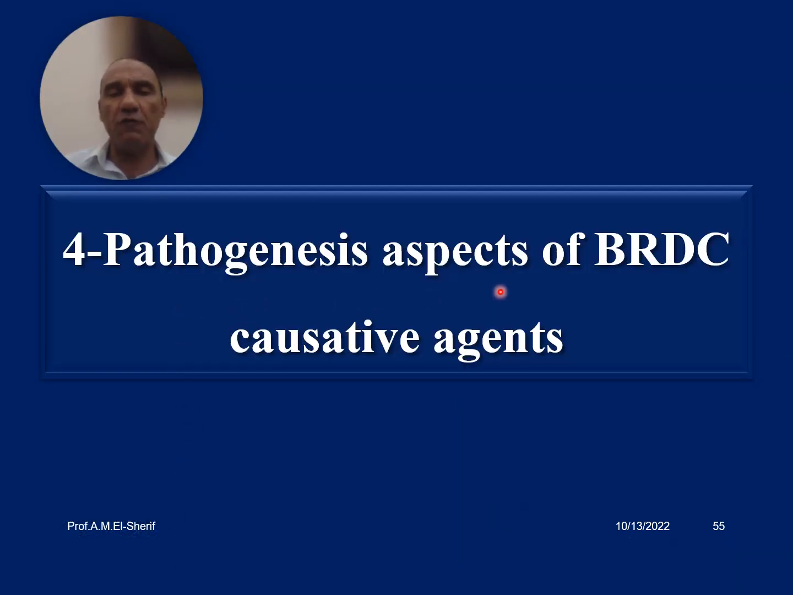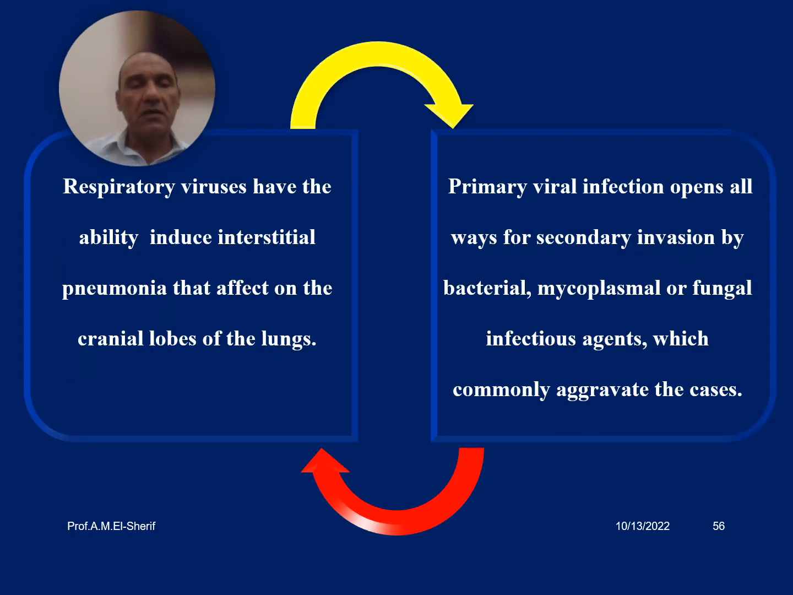Pathogenesis aspects of bovine respiratory disease complex causative agents. Respiratory viruses have the ability to induce interstitial pneumonia that affects the cranial lobes of the lungs. Primary viral infection opens all the ways for secondary invasions by bacterial, mycoplasmal, or fungal infectious agents that commonly aggravate the case.